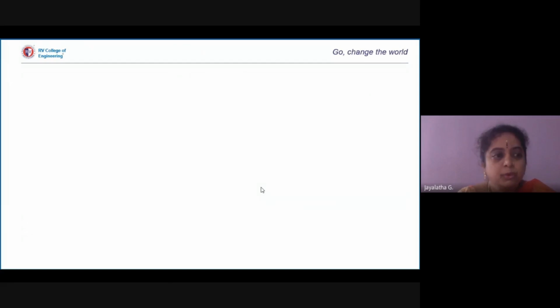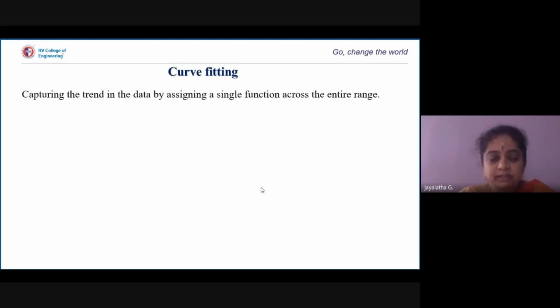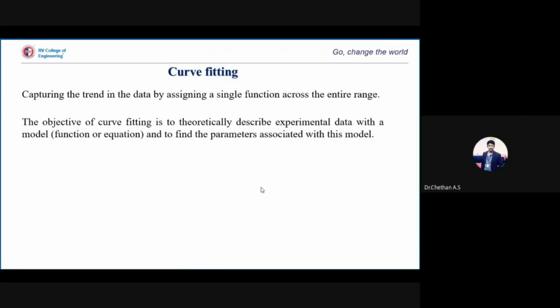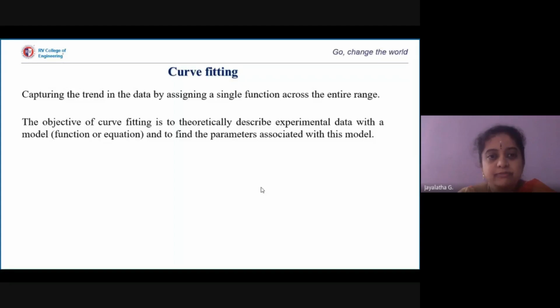To overcome this, we have curve fitting, which involves capturing the trend in the data by assigning a single function across the entire range. So the objective of curve fitting is to theoretically describe the experimental data in hand with a function or an equation and to find the parameters associated with the model.